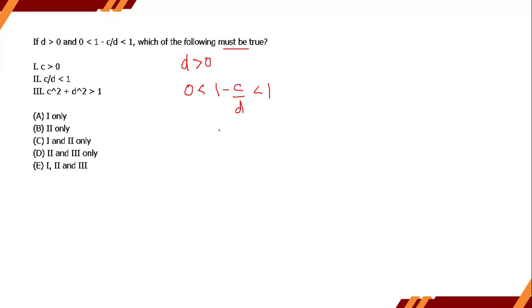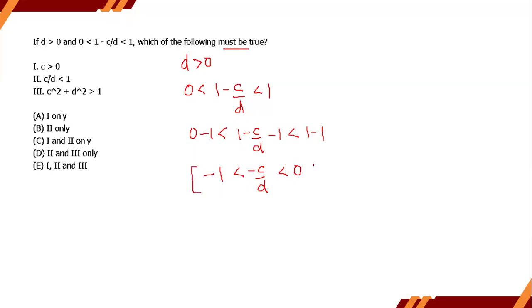In order to simplify it, we will subtract 1 from all the parts of the inequality. So 0 minus 1 is less than 1 minus C by D minus 1 is less than 1 minus 1. All right. So with this, we have minus 1 is less than minus C by D is less than 0. All right. Now this negative C by D, we will change it to the positive C by D.